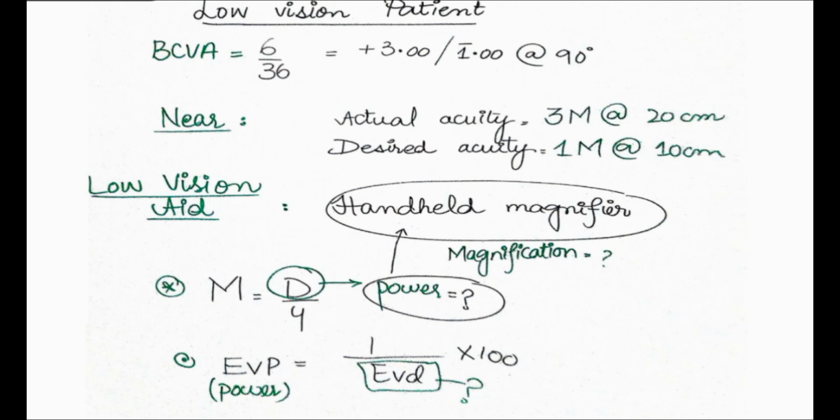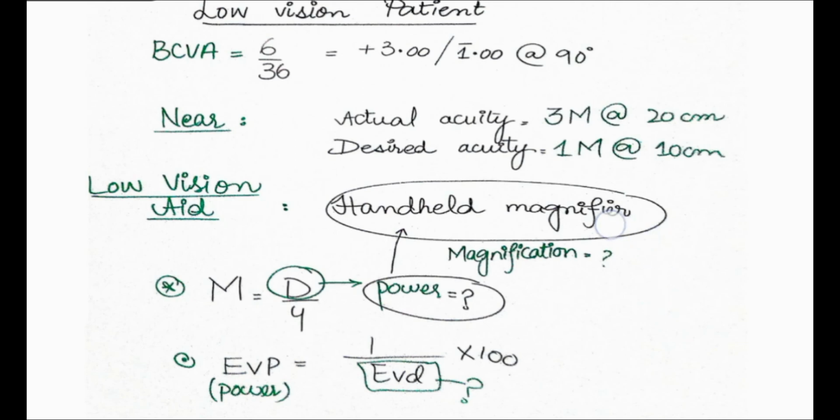So a low vision patient comes to you, you have done his visual acuity for the distance, it is +3 sphere with -1 cylinder at 90 degrees, and his best corrected visual acuity with the glasses is 6/36. While you have done the near acuity, you came to know that the actual acuity of the patient is 3M. 3M means that from the M notation chart he read the 3M line, and the distance was 20 centimeters.